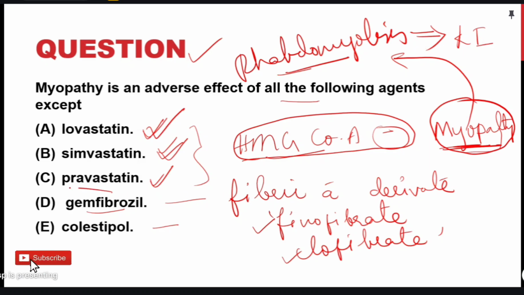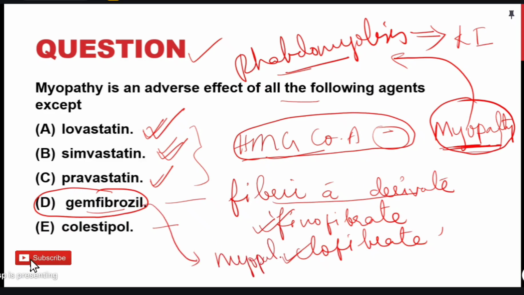And the next option here what we have is gemfibrozil, which is a fibric acid derivative. Along with gemfibrozil we have fenofibrate and clofibrate. Even gemfibrozil also can cause myopathy. Actually, these fibric acid derivatives, when they are used alone, they may not cause myopathy, but when fibric acid derivatives are given along with other drugs, they can definitely cause myopathy. Other drugs means the drugs which can cause myopathy. Okay, so here in the options, gemfibrozil is also having probability of causing myopathy.